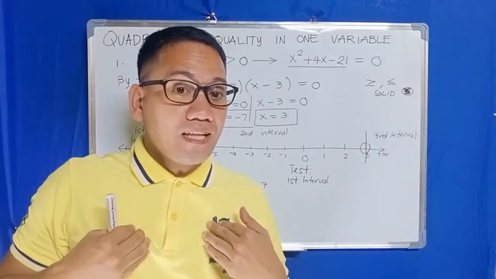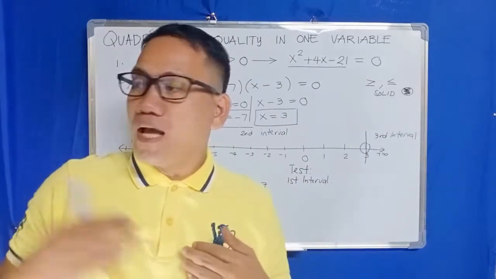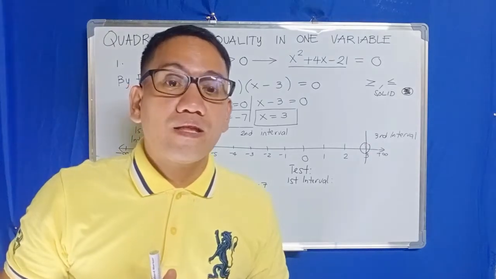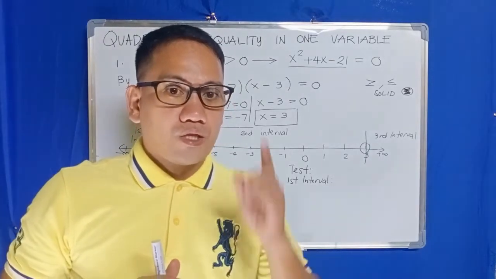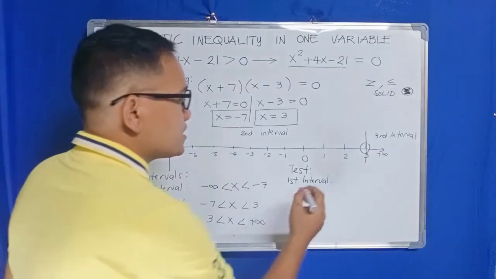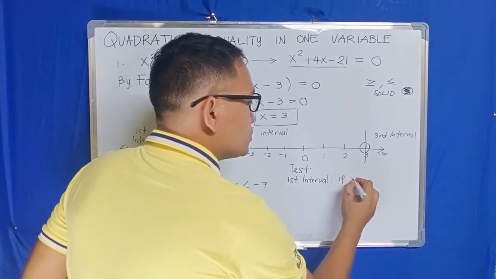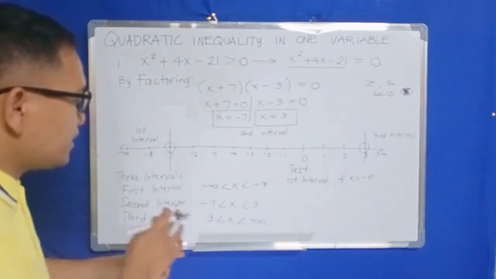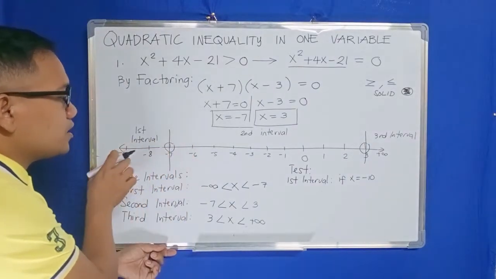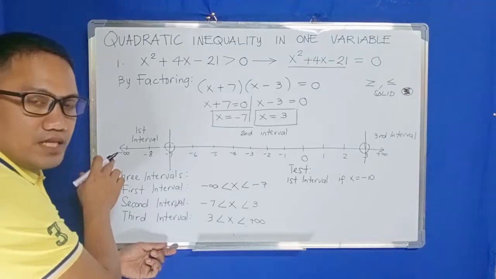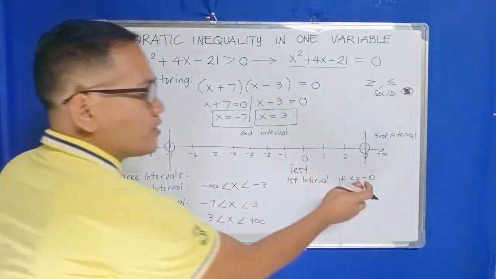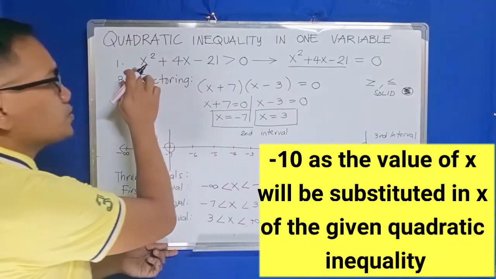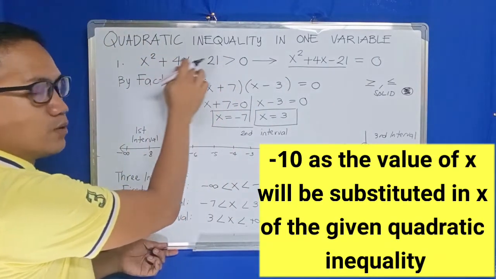So if I choose negative 8 and you choose negative 9 and others choose negative 10, you will still derive the same conclusion. So for me, allow me to utilize x equals negative 10. Negative 10 is a number present between negative 7 and negative infinity. So what will we do with negative 10? This negative 10 will be substituted into our quadratic inequality.